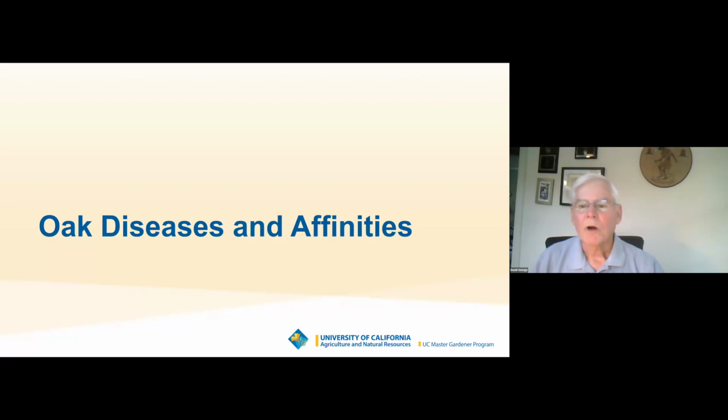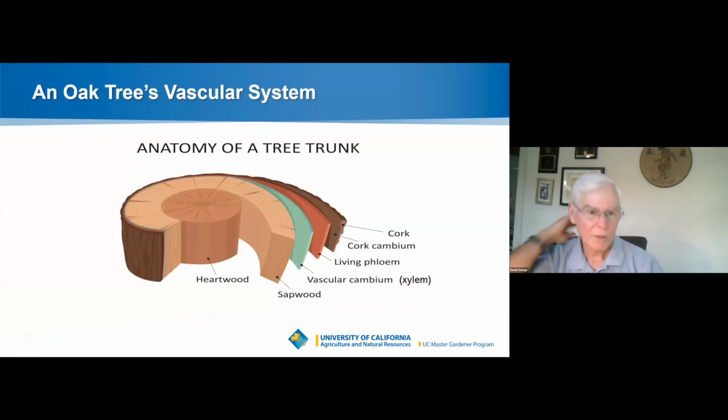But oak trees are also fragile and are constantly under attack, especially in California these days. So we'll take a look at several of the most common diseases and a couple of what we call affinity plants. But first, let's take a look briefly at the anatomy of a tree trunk, because this is where the diseases really take their action from.